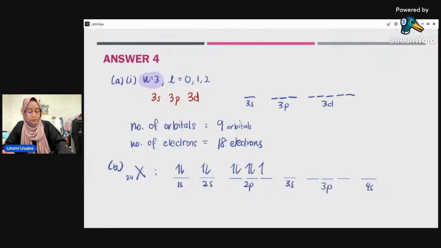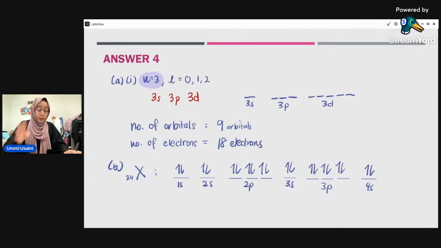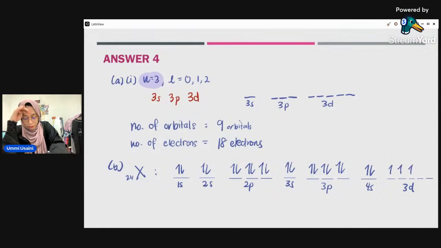Okay, so let's fill in first, and then 3p. 4s has 2. And then next, there are 4 electrons remaining, right? So we have to put them into 3D then. I think I need to draw a smaller orbital for 3D to make sure there's enough space. Okay, so this is 3D. We fill in another 4 electrons. So 1, 2, 3, 4.